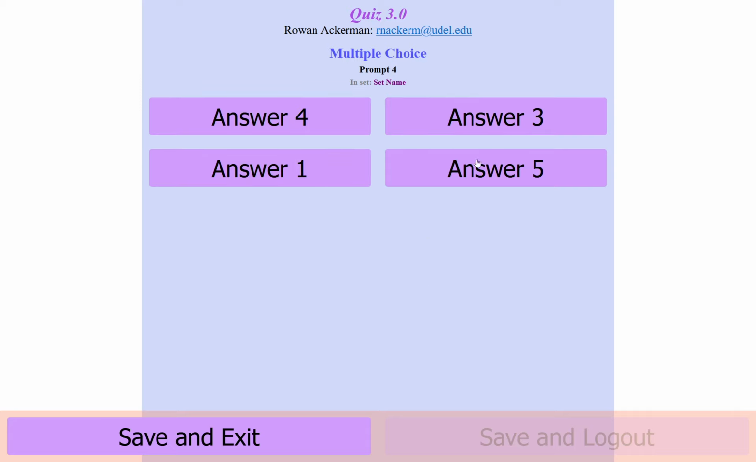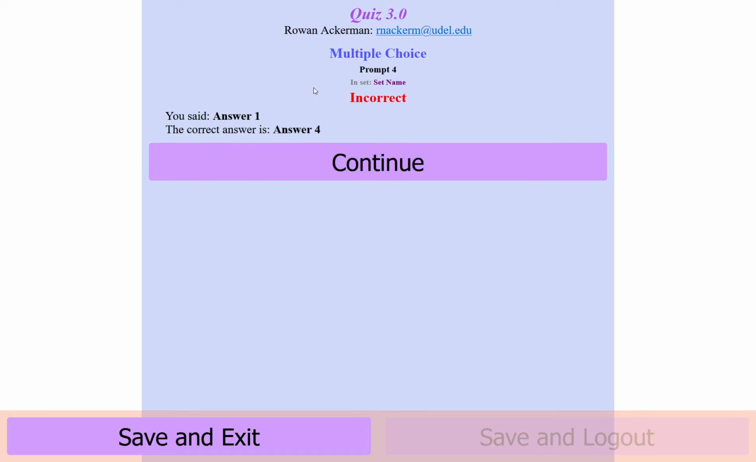Let's say I want to, just for demonstration purposes, obviously prompt 4 goes with answer 4, but let's say I get it wrong. It says, you got it wrong, you said this, the correct answer is this.